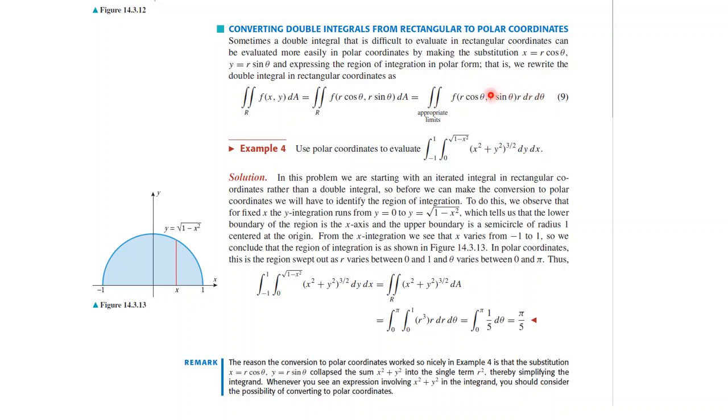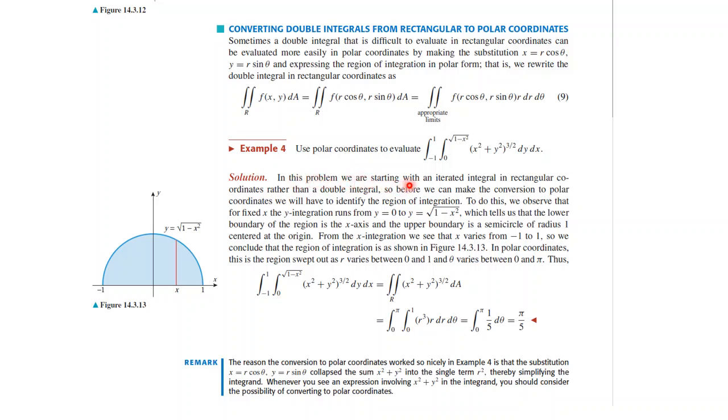Okay, let's start an example. This is example 4. Use polar coordinates to evaluate this integral. The limits are from -1 to 1, and from 0 to root over 1 minus x squared, of x squared plus y squared to the power 3 by 2, dy dx. Here we have to change the limits, so that we integrate with respect to dr d theta. So how can we do that?